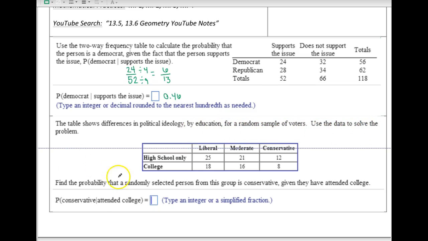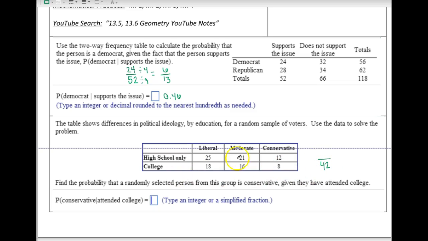Alright, next example. The table shows differences in political ideology by education for a random sample of voters. Use the data to solve the problem. Find the probability that a randomly selected person from this group is conservative given that they have attended college. So, probability of conservative given attended college. Remember, the given part is the bottom number. So, we're looking for the total number of people who have attended college. Looks like it's 18 plus 16 plus 8. If you add those up, you get 42.